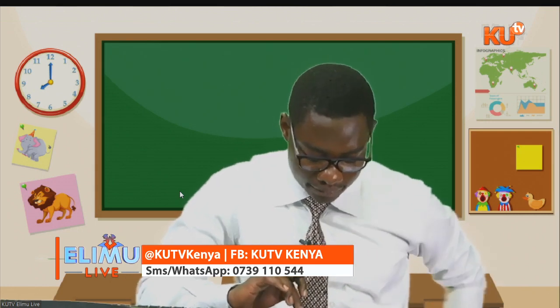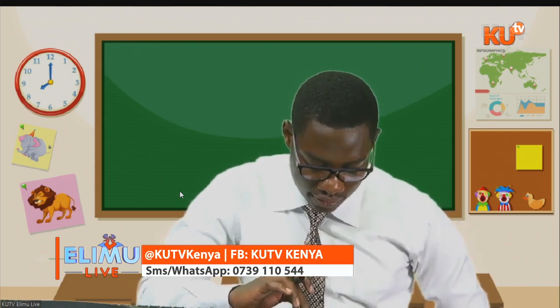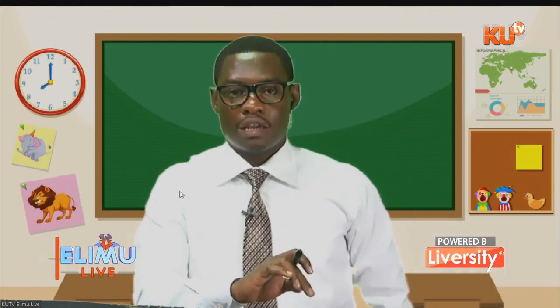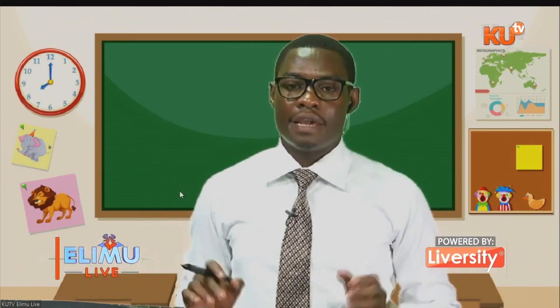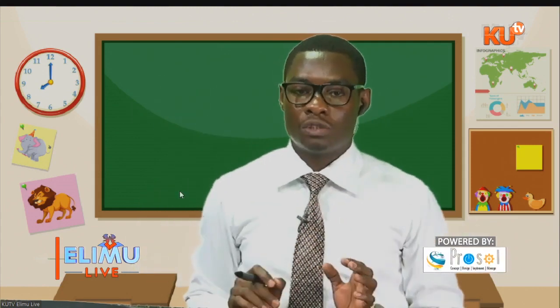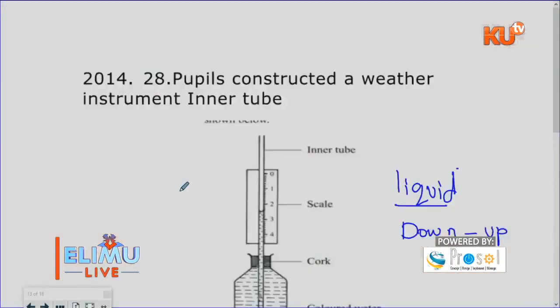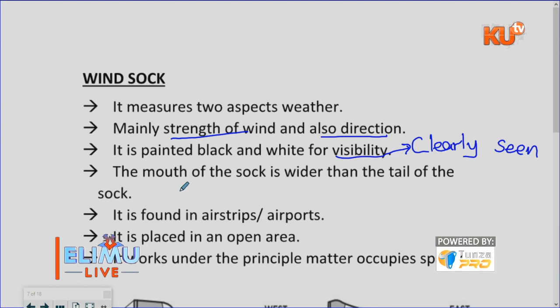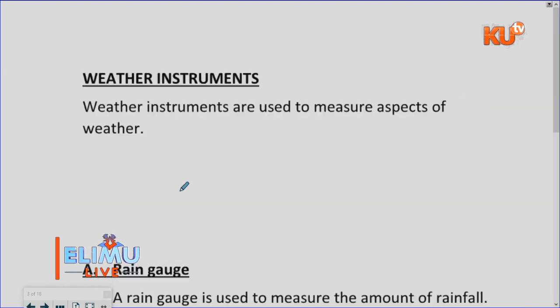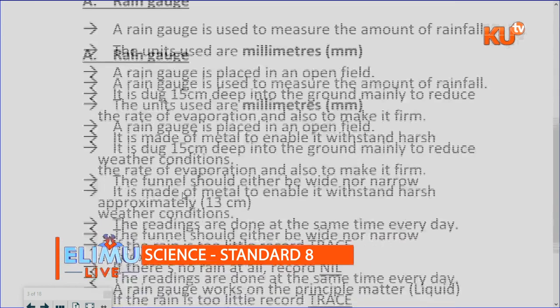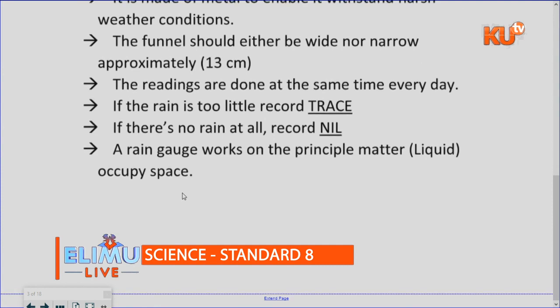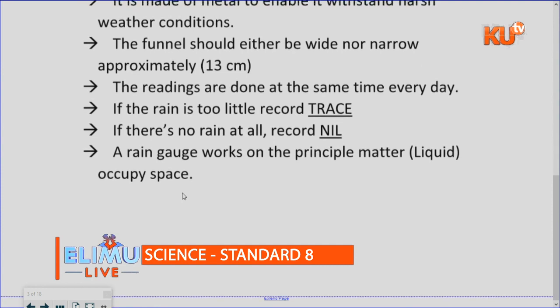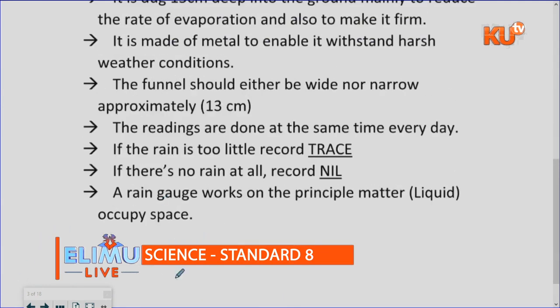I'm Felix Omar from Eldoret. What is the function of the funnel in a rain gauge? The function of the funnel in a rain gauge is to collect the rainwater into the measuring cylinder. Let me take you back to the diagram of a rain gauge. This, Felix, so that you can understand. So Felix and the others, you can have a look at our rain gauge.